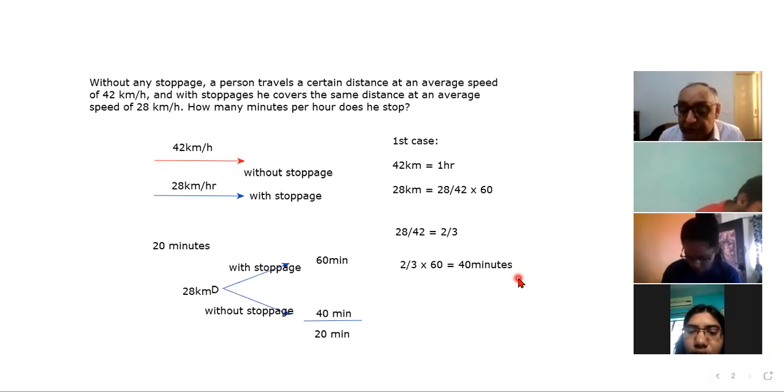But the person has stopped on the way. That is why he took 1 hour. So the difference of 1 hour and 40 minutes, that is the time of stoppage of the person.